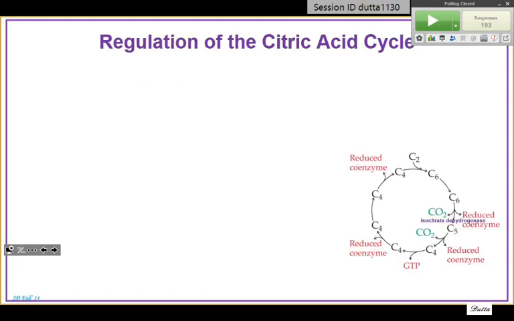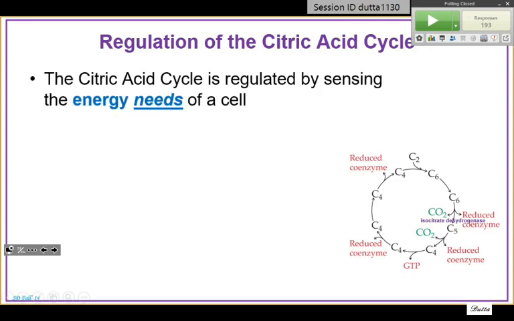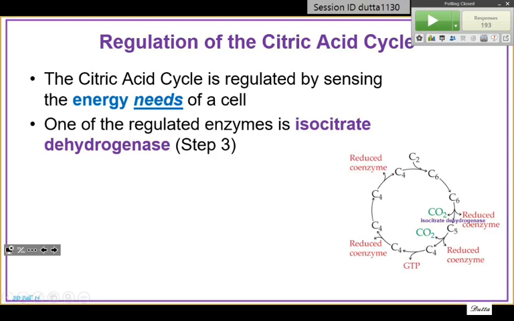Okay? So regulation is necessary depending on body need. We must have some control mechanism. We don't want excessive energy in one place or too little energy. It must be regulated depending on our body need. We notice when we exercise, we breathe harder and harder. Why? That we're going to discuss in the next chapter. But right now, you need to know the citric acid cycle must be controlled depending on our energy need. So isocitrate dehydrogenase plays a major role to turn on or turn off this step, which is step number 3.